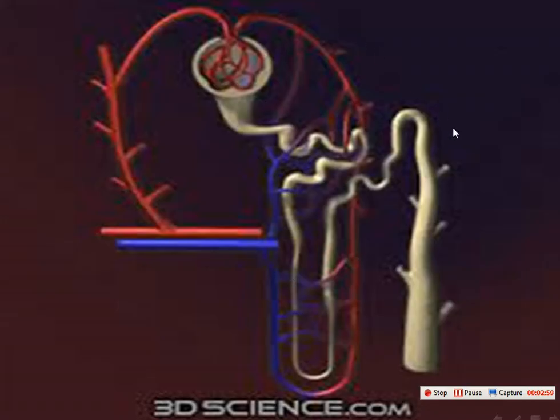This is the nephron, the functional unit of the urinary system, and it has two parts. The first part we call the renal corpuscle, and the second part is the renal tubules. The renal corpuscle is composed of the glomerulus, the tuft of blood vessels, and Bowman capsule.